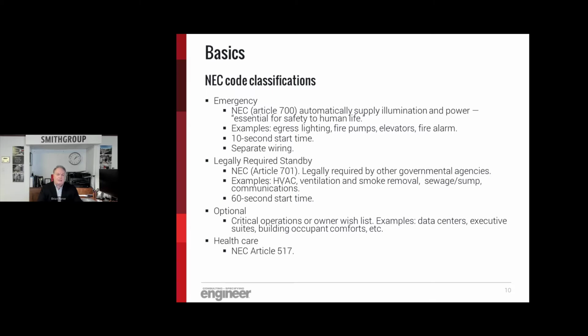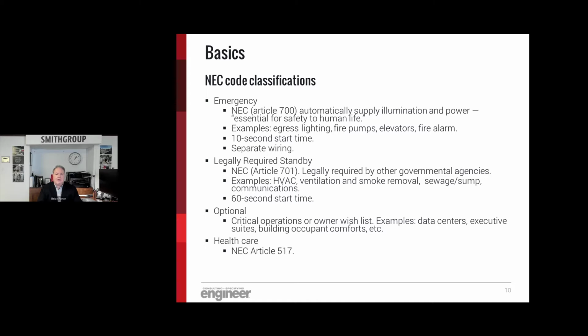Next, the generator may be applied for legally required standby loads, which is covered under Article 701. Typical examples of what might be legally required are local authorities having jurisdictions, other state or local agencies, and can include things like HVAC, ventilation, smoke removal, sewage and sump pumps, and communication systems. Here, these systems are less critical than emergency and can have a 60-second start time.